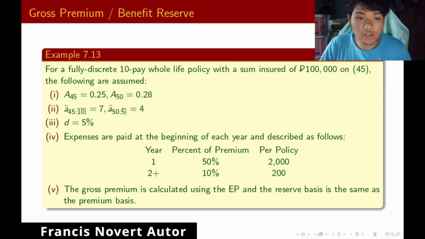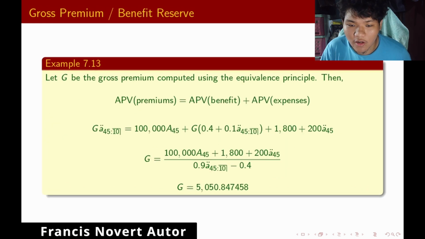So for example 7.13, we are given a fully discrete 10-pay whole life policy with a sum insured of 100,000 for a life aged 45. We are given mortality assumptions, discount rates, and expense details, and we need to compute the gross premium and the gross premium reserve at year 5. First, we have to determine the gross premium G using the equivalence principle.